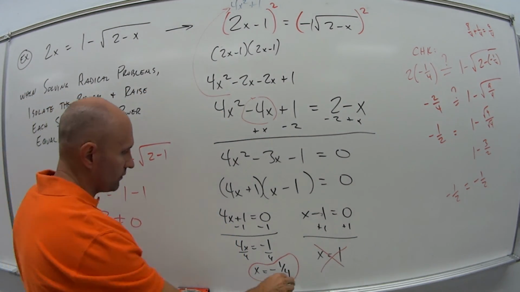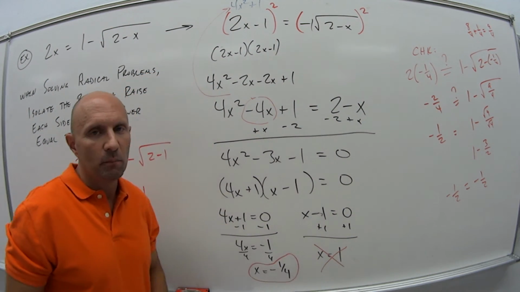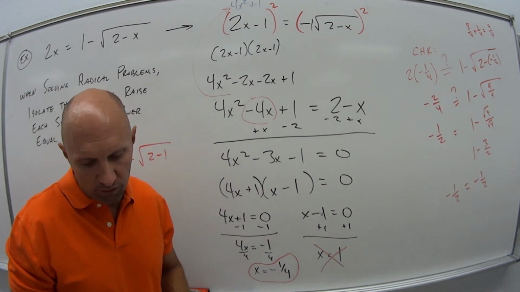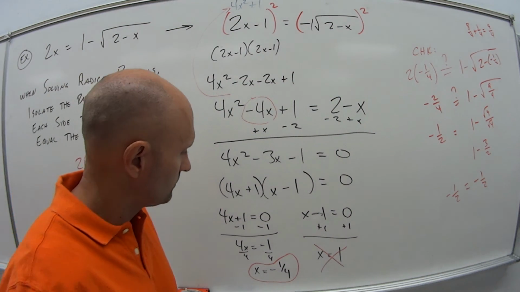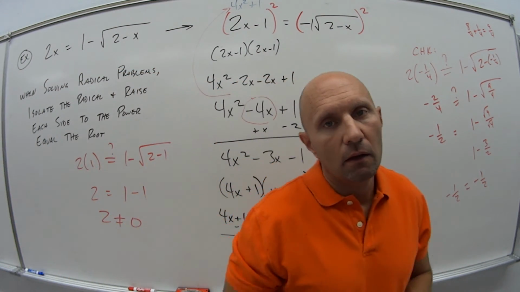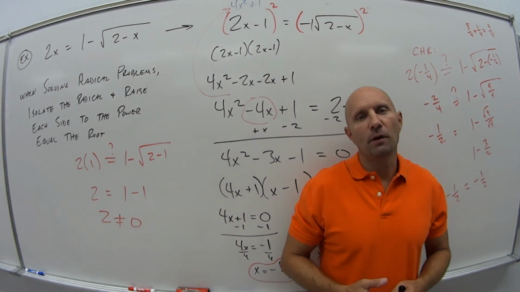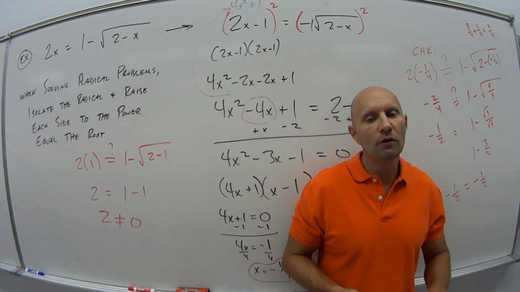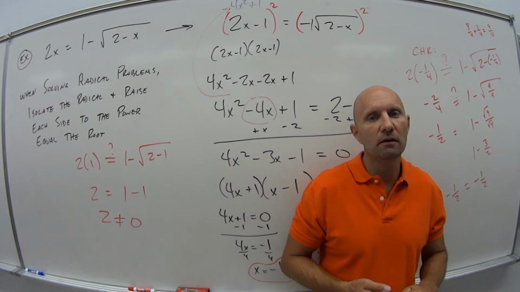So you can see that the work we did was fine, but it gave us an answer that was not correct. Did not work for us because of that squaring. So our answer to this one is x equals -1/4. That's it. So those are the 2 other types of problems you'll see that you have to solve. Rational expression, radical problems. You must, as I said, check your answers at the end for those problems.